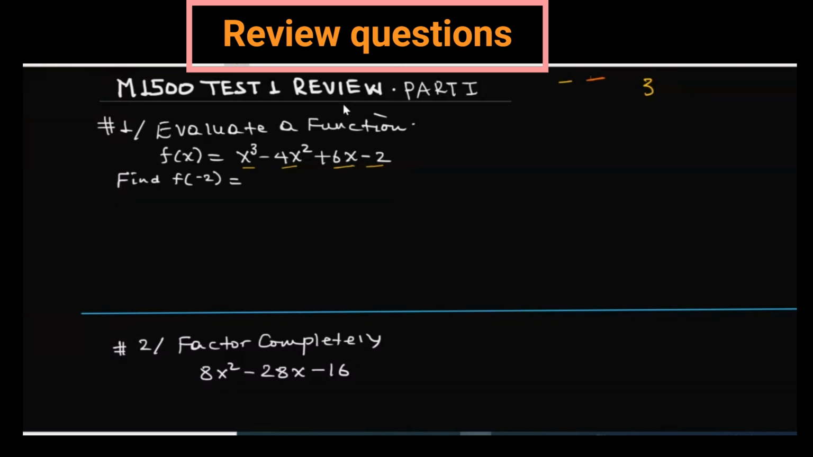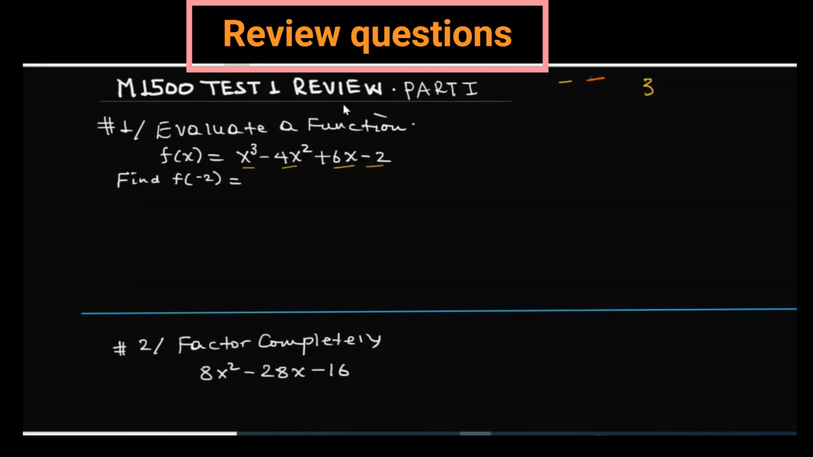That's all. So if f of x is x cubed minus 4x squared plus 6x minus 2, what will be f of minus 2? You can consider this function as a machine, and then what will be the output of this machine when you give it negative 2? So all you have to do is replace x with negative 2 everywhere you see it, and calculate.